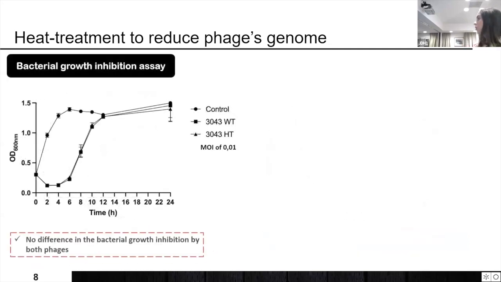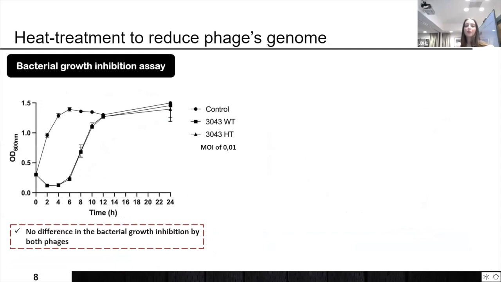So then we performed more assays, one of them being the bacterial growth inhibition assay. And so we performed this assay for 24 hours, and let me guide you through the results. So the line with the circles represents the control line, which is basically our host cells without any treatment of phages. And the other 2 lines, which are pretty mixed together, are the lines that represent the treatment of our host cells with both phages. And as you can see, no difference in the bacterial growth inhibition by both phages.